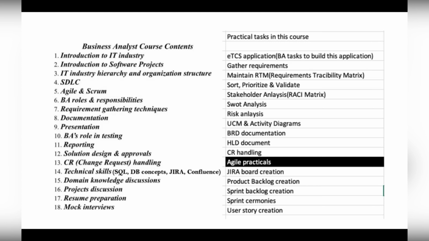Then the fourth chapter is about SDLC. SDLC is an acronym for software development life cycle. In any software, there's an initiation stage, then the planning stage, then development, testing and deployment. We'll go through all these stages.